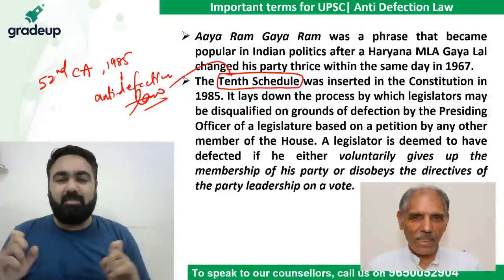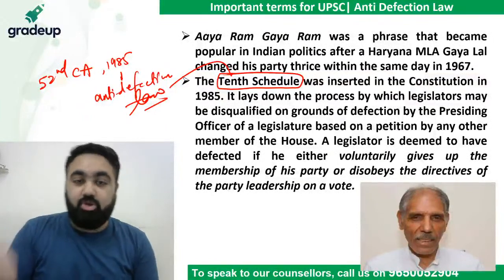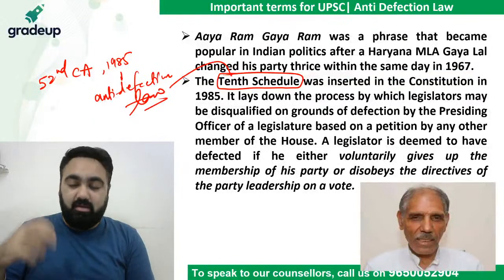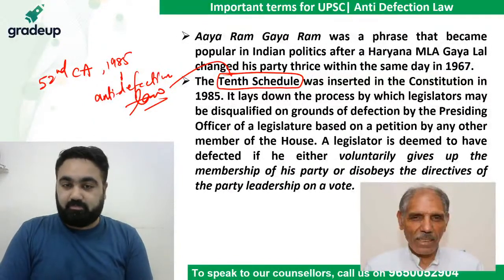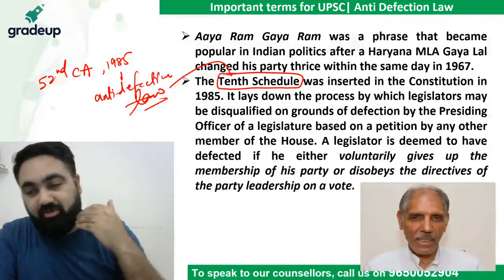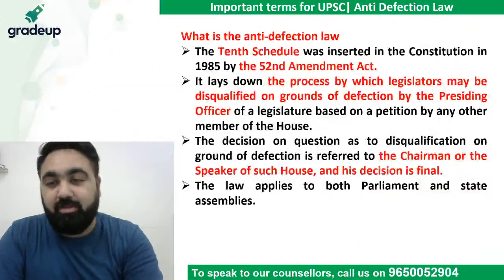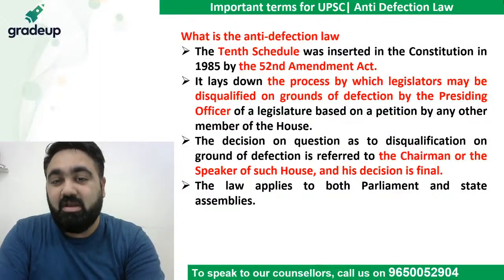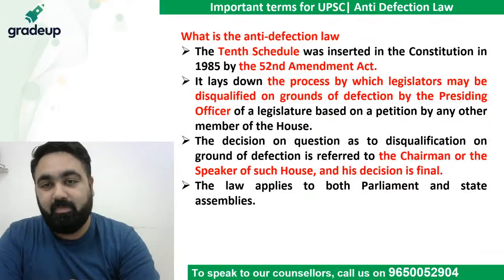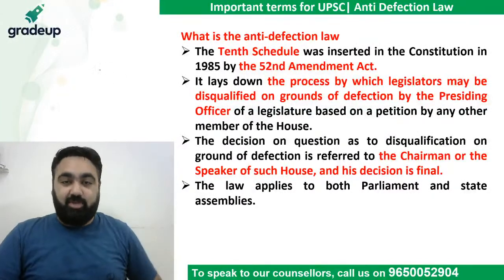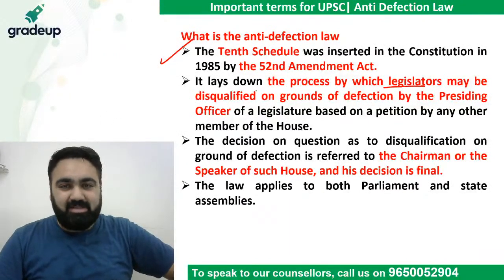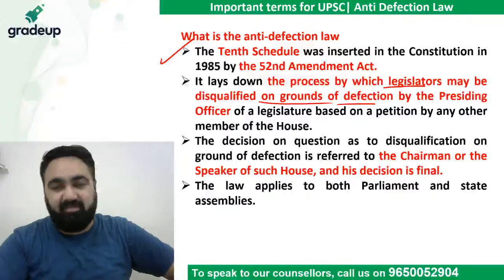Defection as a word simply means that you change your party, that you go to some other party. So if you voluntarily resign from your party, or you disobey or do not follow the direction of the party, you will be disqualified from the membership of the parliament. This is, in very simple terms, what the anti-defection law says in India. As I said, it is written in the 10th Schedule, and it gives a process by which legislators, that is MPs, MLAs, MLCs, will be disqualified for defection.